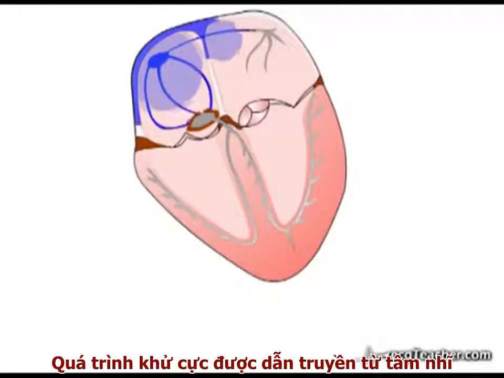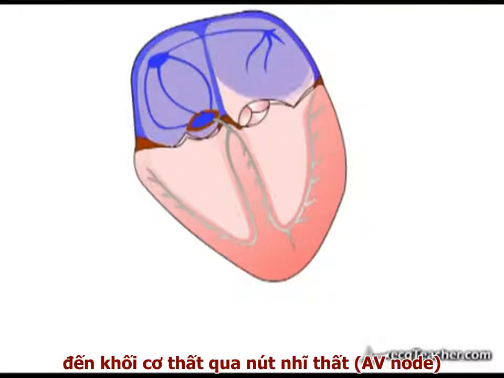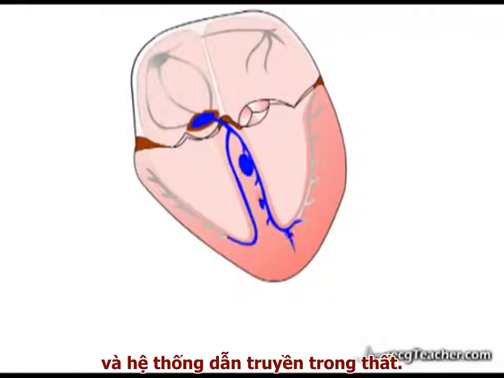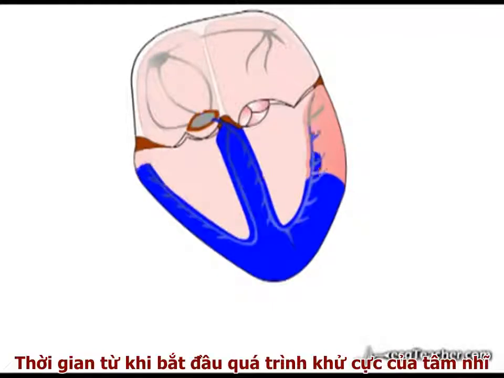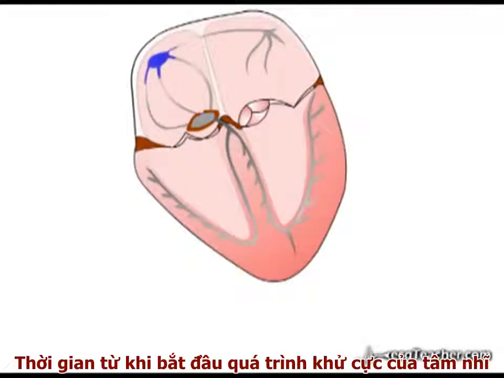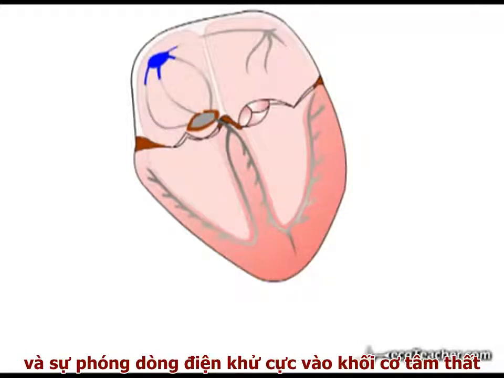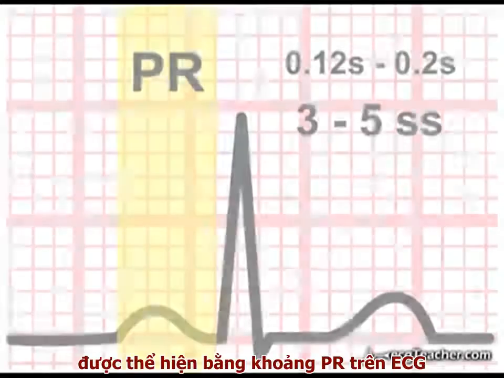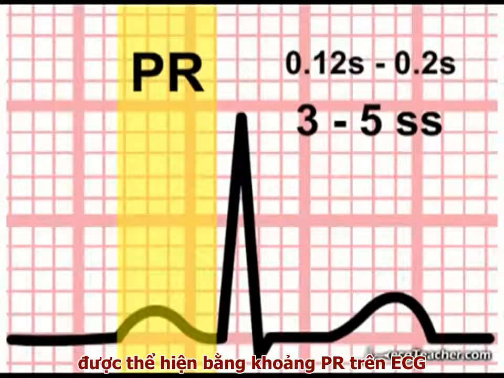Atrial depolarization is transmitted to the ventricular myocardium by the AV node and intraventricular conducting system. The time between the onset of atrial depolarization and the release of depolarizing current into the ventricular myocardium from the terminal branches of the conducting system is represented by the PR interval on the ECG.